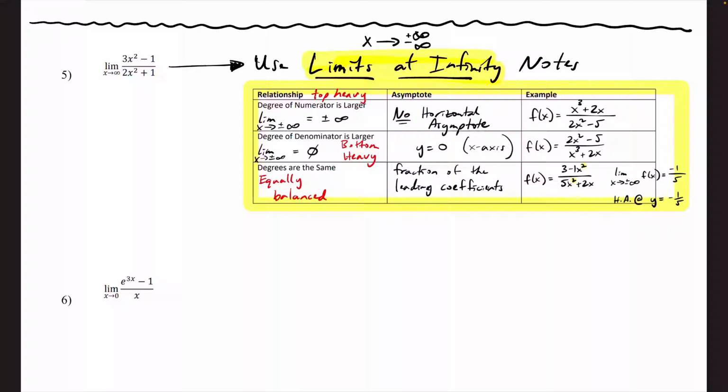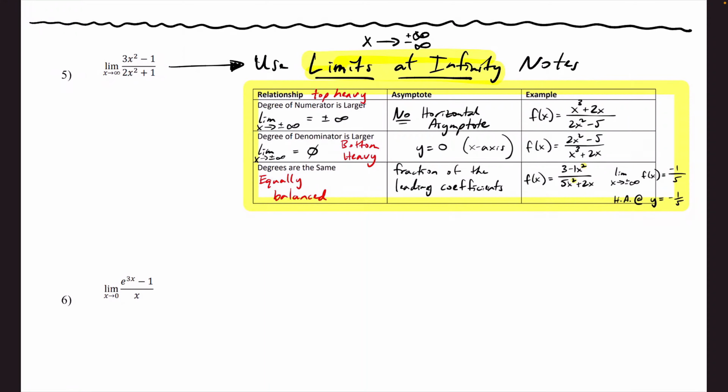We left off on number 5. So number 5 is a little different because the limit is as x approaches infinity, right? We don't use L'Hopital's rule. Anytime it says approaching positive infinity, negative infinity, we don't use L'Hopital's rule. What do we do? We just use the same notes, the same ideas we did back in August.